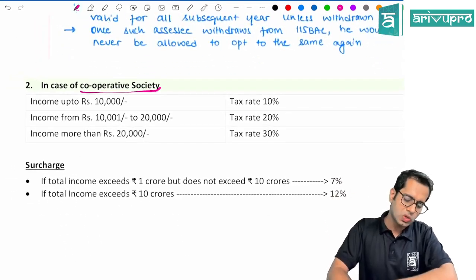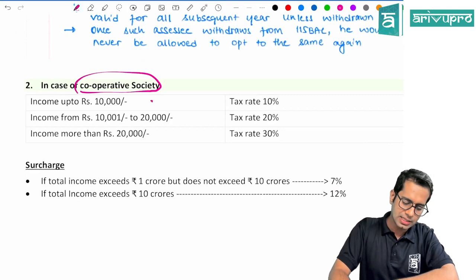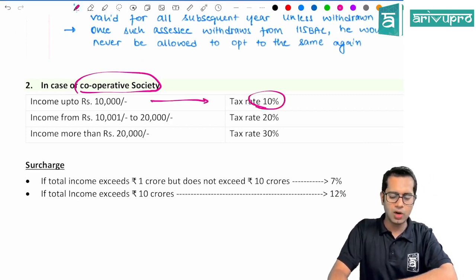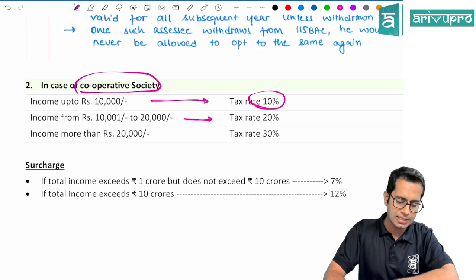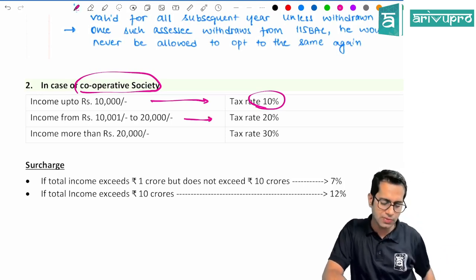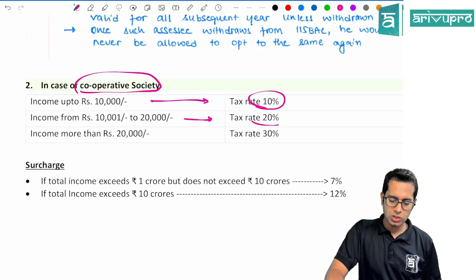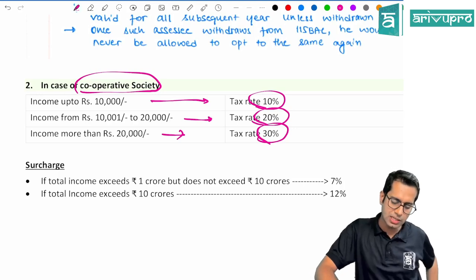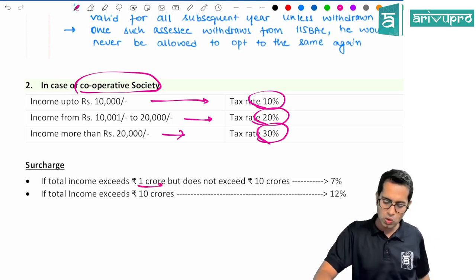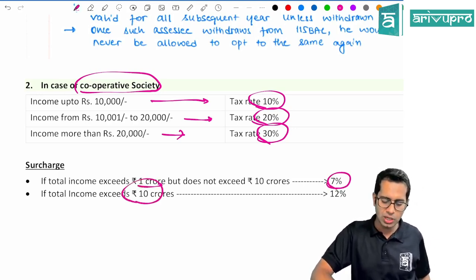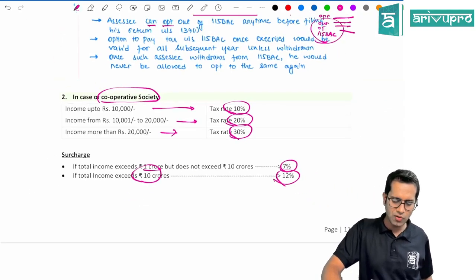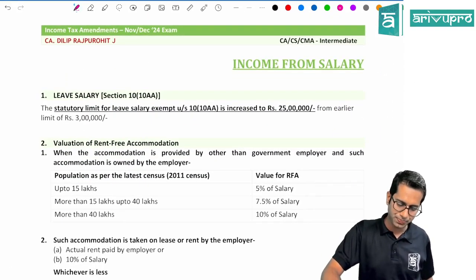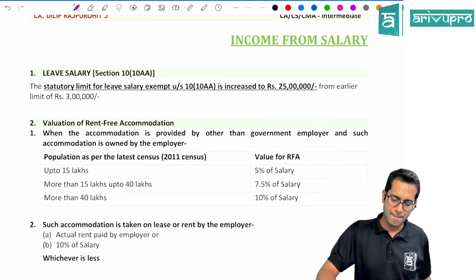Now for cooperative societies, they have specified tax rates. Up to 10,000 of income, 10% is the tax rate. If the income of the cooperative society is from 10,000 to 20,000, 20%. More than 20,000, it is 30%. And surcharge is applicable: if the total income is more than 1 crore rupees, it is 7%. If it is more than 10 crore rupees, it is 12%. This is only for cooperative societies.